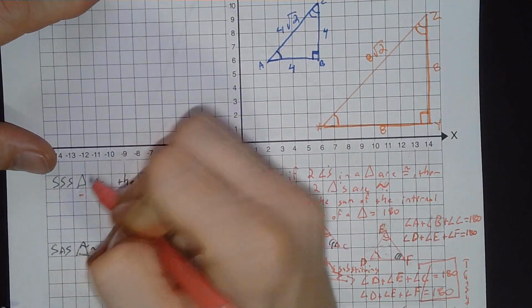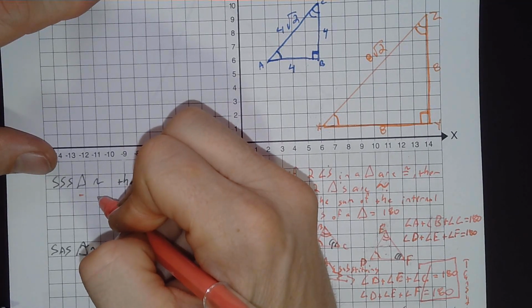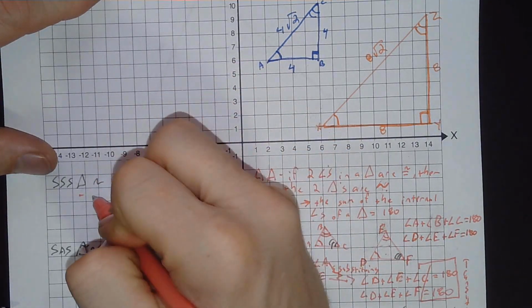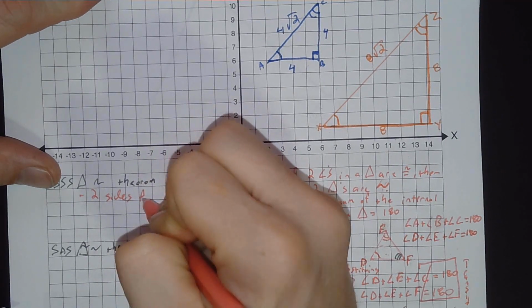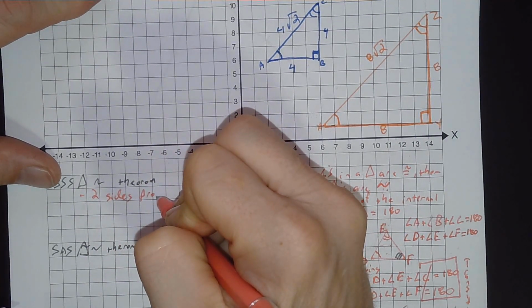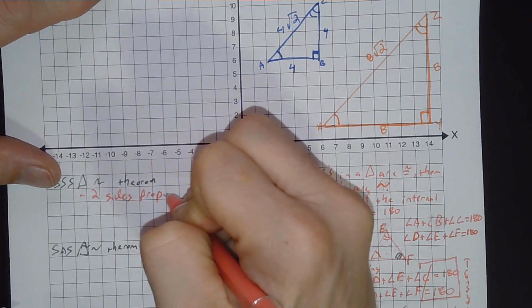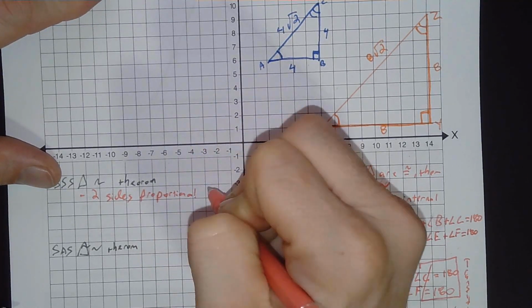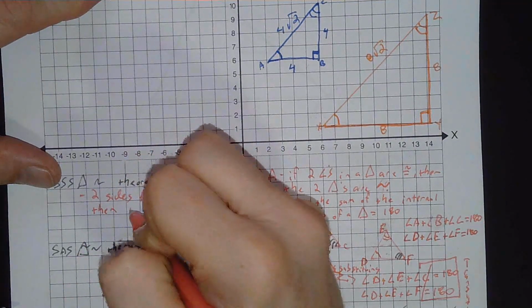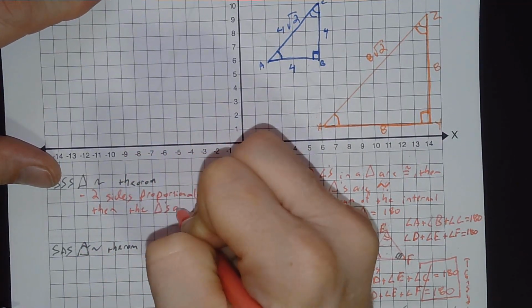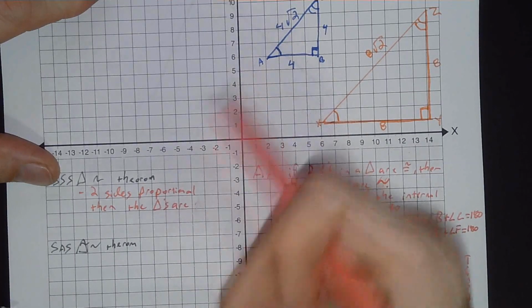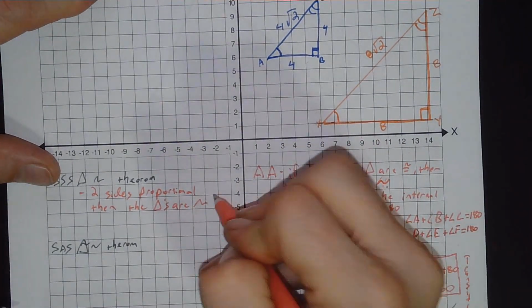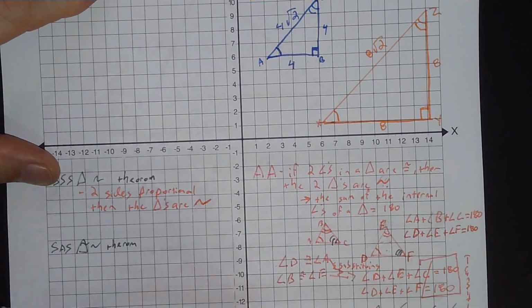So if the lengths of the corresponding sides of two triangles are proportional, this is our three sides. So you need the sides proportional. Proportional, I guess, is the main thing there. Then the triangles are similar. I'm just going to start writing that in Mathanese so you understand the symbols.